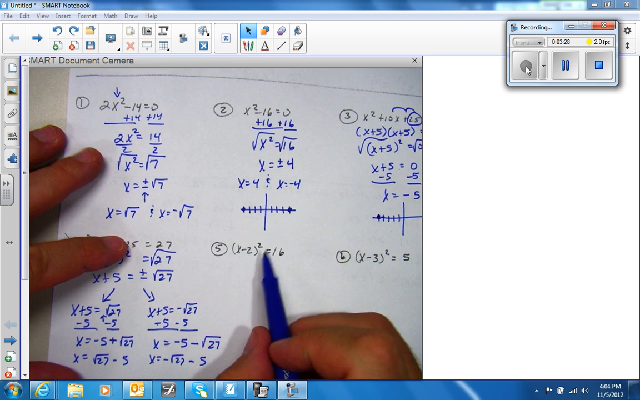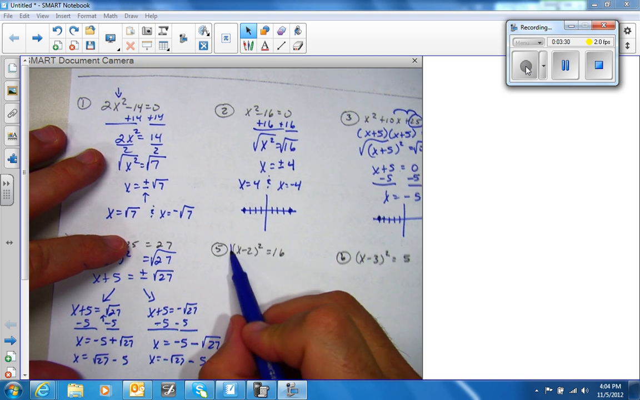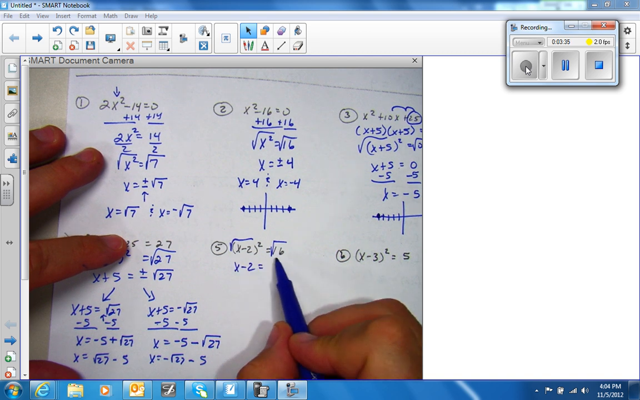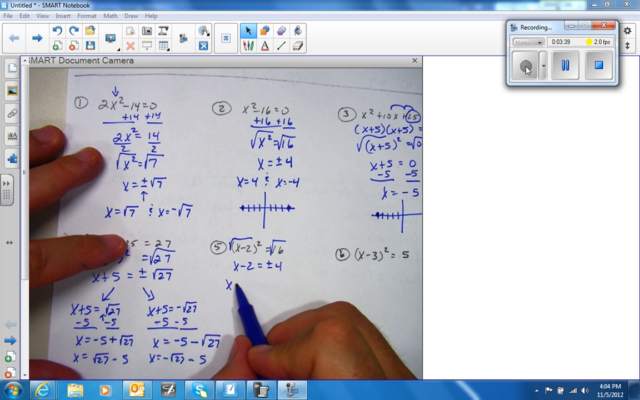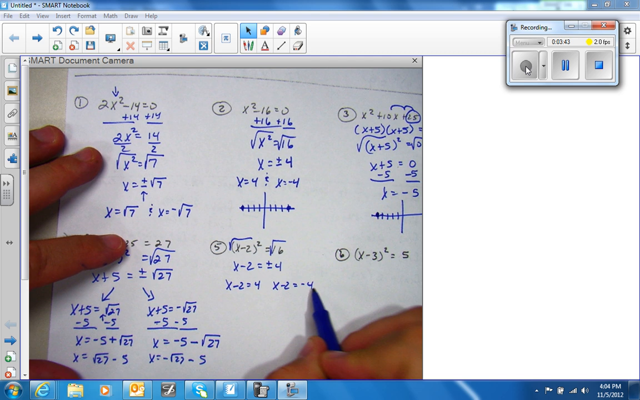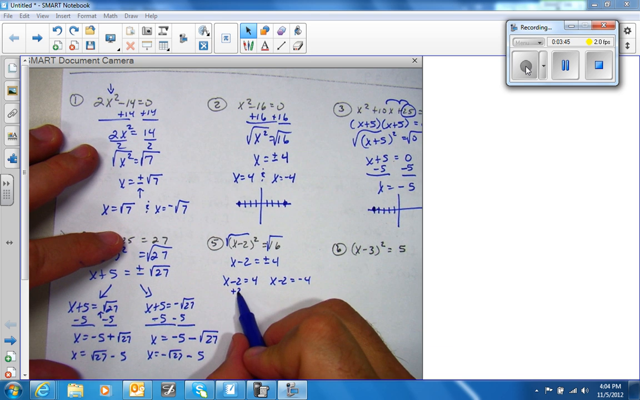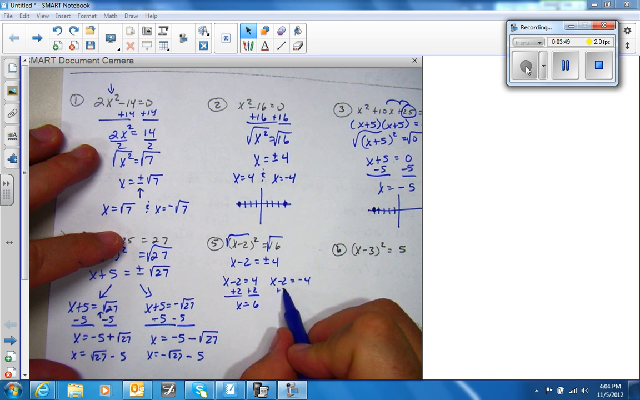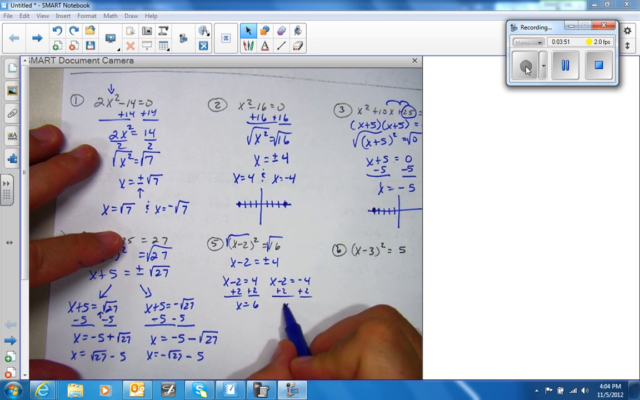Number 5. Now this is already squared, so we're going to take the square root of both sides, and I get x minus 2 equals. Now remember, the square root of 16 is plus or minus 4. Again, two equations. X minus 2 equals positive 4. X minus 2 equals negative 4. I'm going to add the 2 to both sides. X is equal to 6. Add the 2 to both sides. X is equal to negative 2.